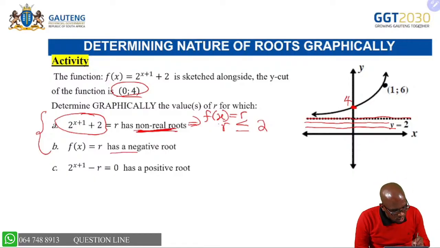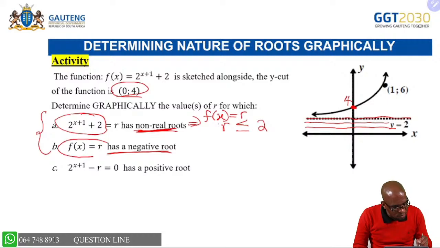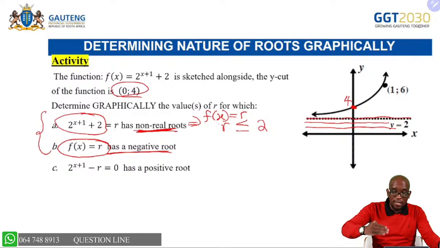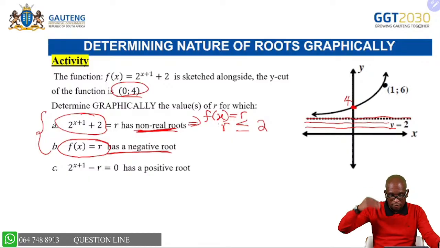Now, f of x is equal to r has a negative root. So we are interested in where it has a negative root. Here they simplified it for us. We are moving a line y equals r, but we are interested in where the line has a negative root, so we are interested in where it touches the graph once.